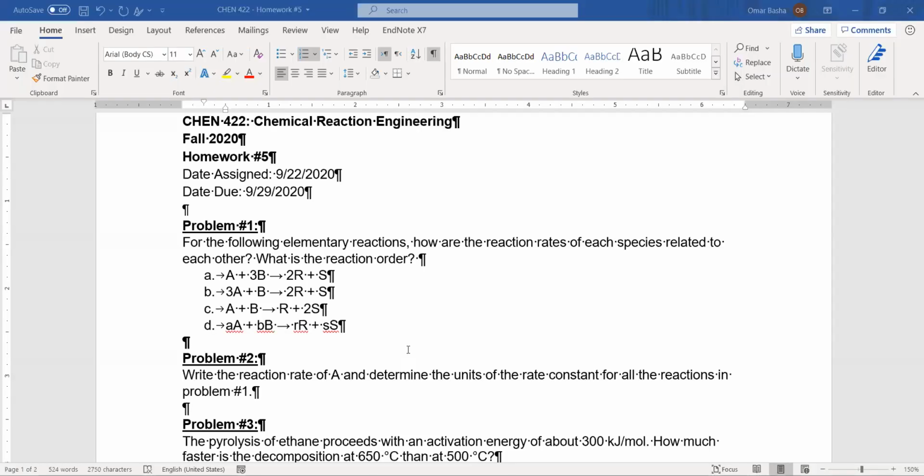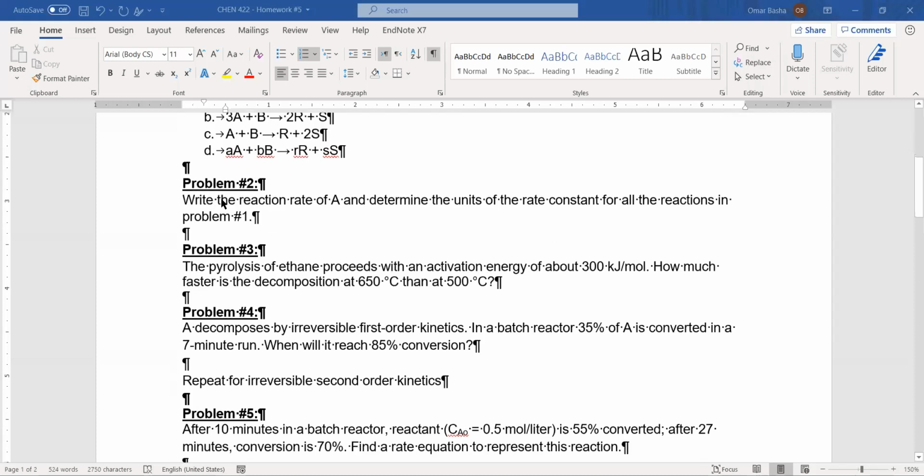Okay, sorry, I was having some technical issues. Let's go back to sharing the homework. Problem number 2: write the reaction rate of A and determine the units of the rate constants for all the reactions in problem number 1. So it's just about determining the units.